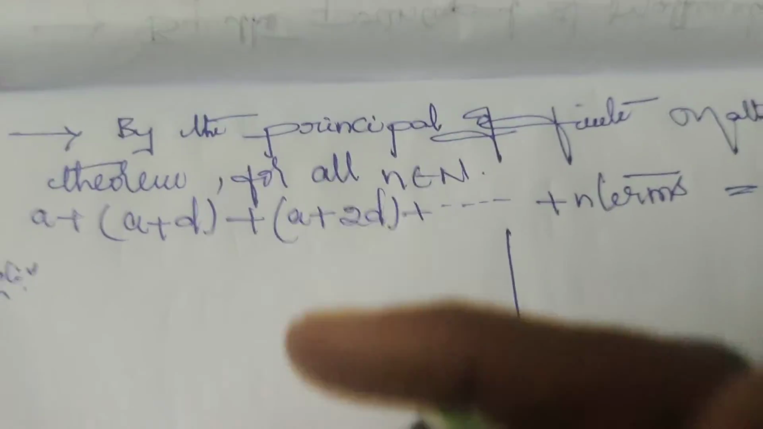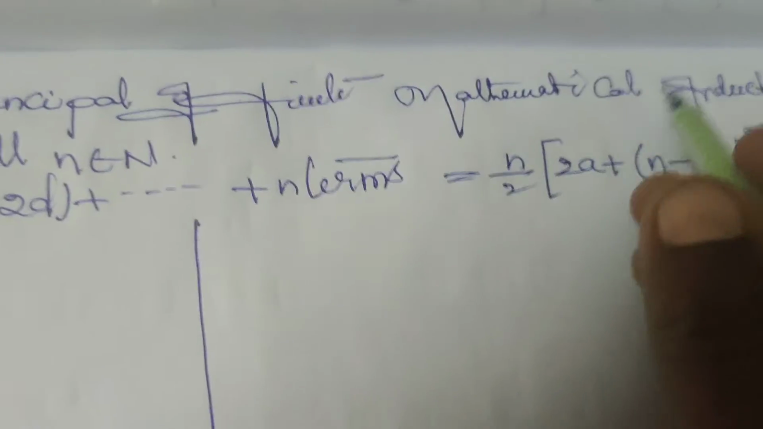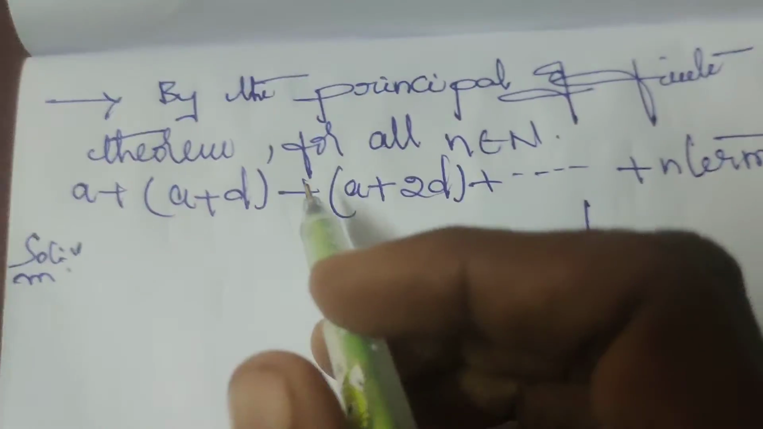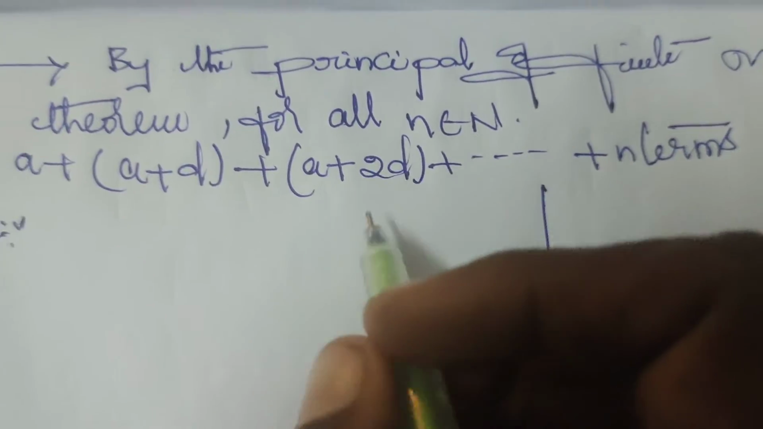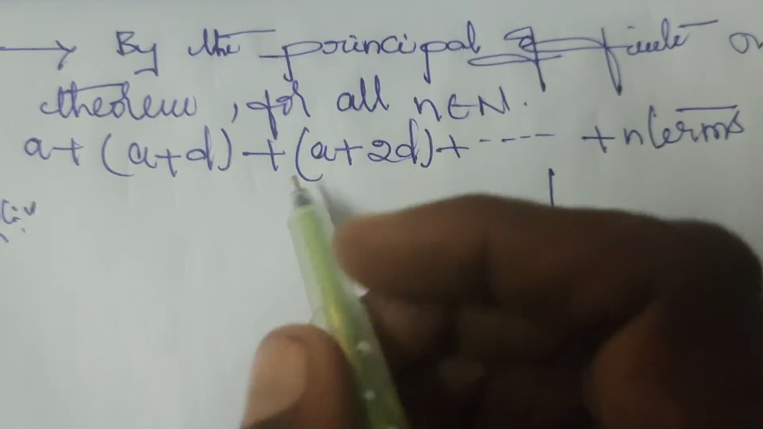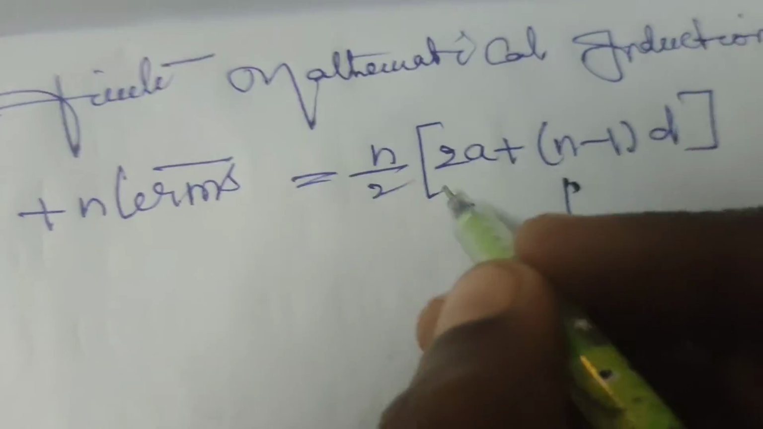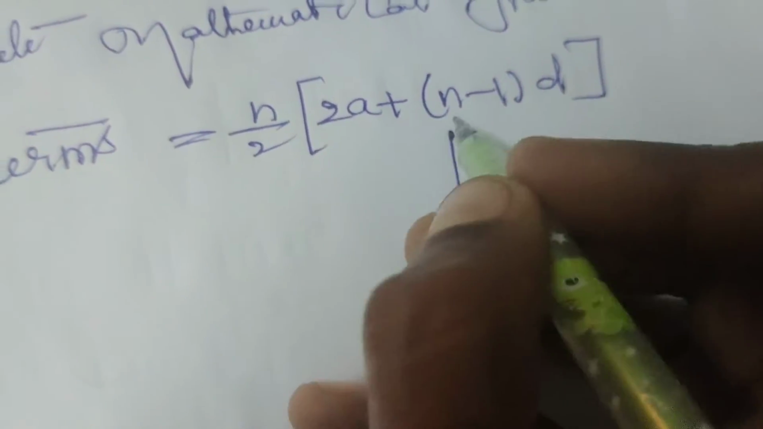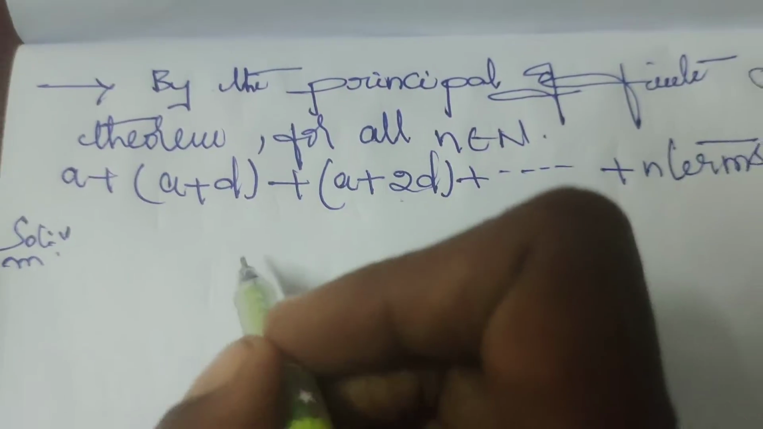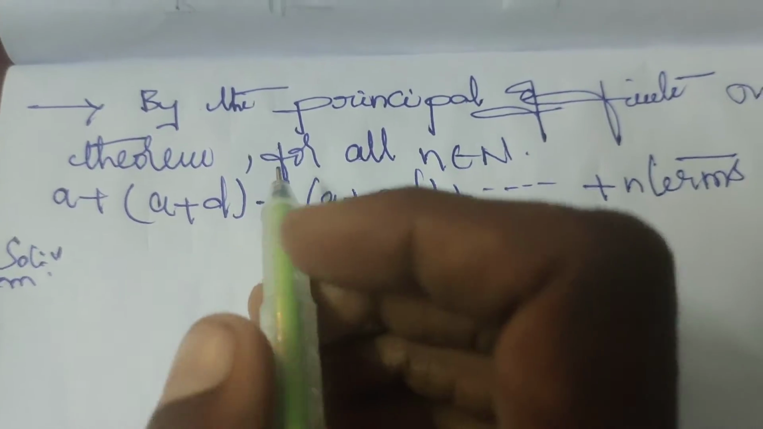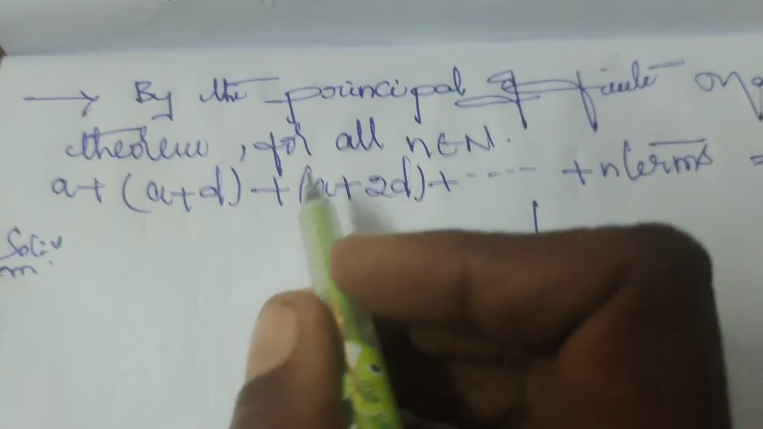This is Dr. Eti. Today we are going to discuss the principle of finite mathematical induction. The given statement is a plus d, a plus 2d, and so on, plus n terms, equals n by 2 into 2a plus n minus 1 into d. Okay, our statement: how to solve it by the principle of finite mathematical induction.